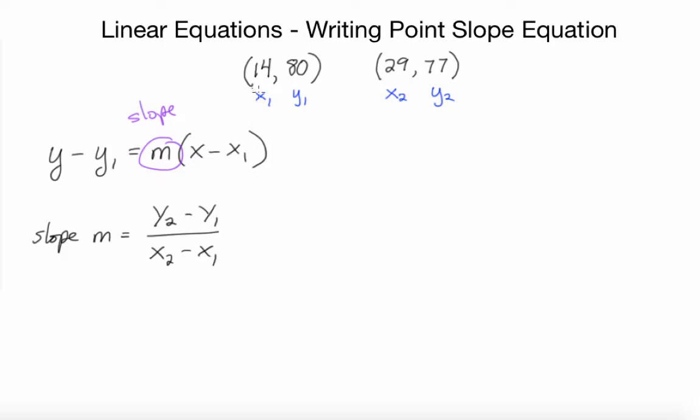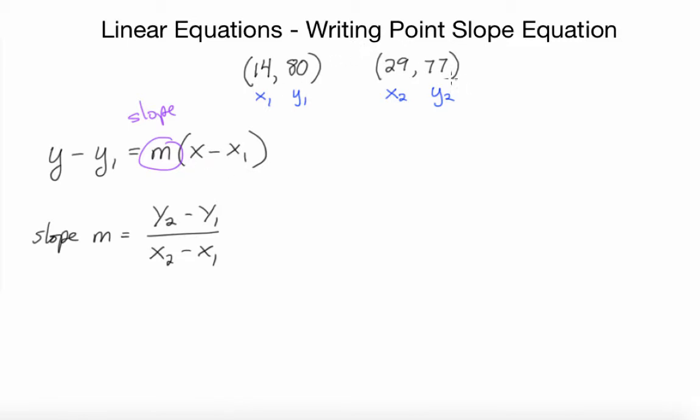So what we're going to do here is take my two points. We're going to first find the slope, using the slope formula. Then we're going to go back into point-slope form and substitute our values for slope and our specific x1 and y1 values to get an actual point-slope form equation.